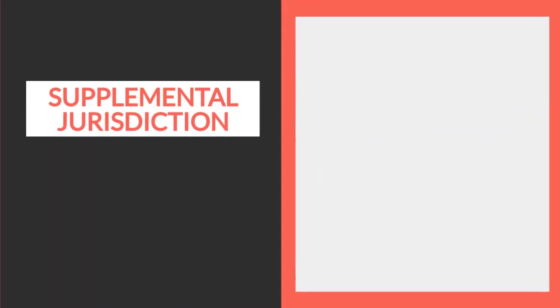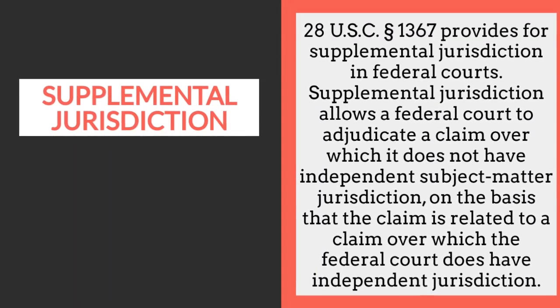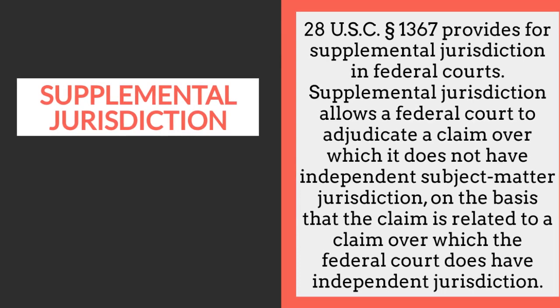Furthermore, it is important to note that 28 U.S.C. Section 1367 provides for supplemental jurisdiction in federal courts. Supplemental jurisdiction allows a federal court to adjudicate a claim over which it does not have independent subject matter jurisdiction, on the basis that the claim is related to a claim over which the federal court does have independent jurisdiction.